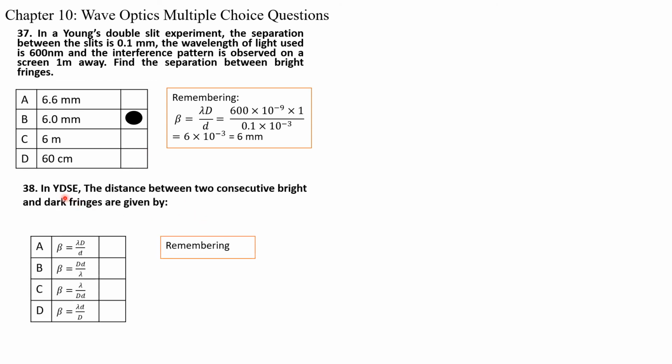Next question. In Young's double slit experiment, the distance between two consecutive bright and dark fringes is given by. Here once again you have to remember the formula. The correct formula is beta is equal to lambda into capital D by small d. You remember lambda into capital D by d is the correct answer. So you have to remember this formula.